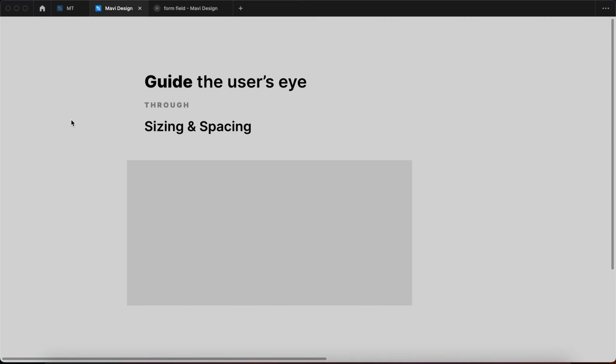If you want to find out how to quickly get ahead of a vast majority of designers in your field, there's your answer. You simply guide the user's eye through sizing and spacing. So if you're looking for a quick answer, there you have it. But if you're also looking for examples and reasoning behind this, then definitely keep watching, because we're going to go through these, and I'm going to also show you how you can apply this technique in your work to vastly improve your designs and move your work to the next level.